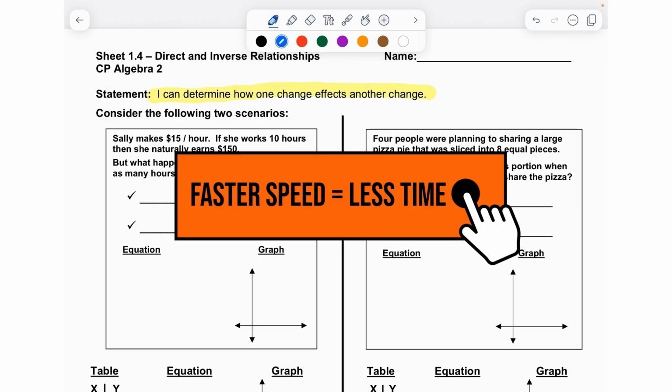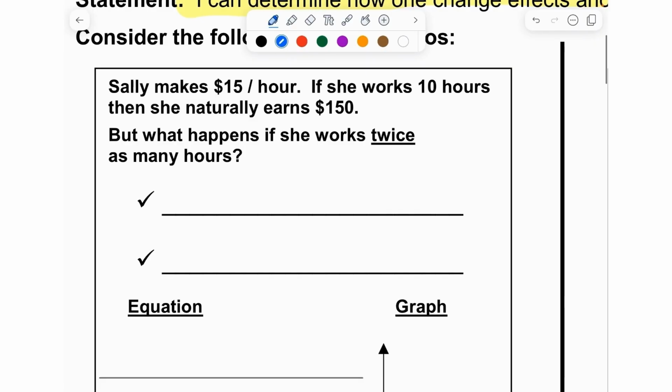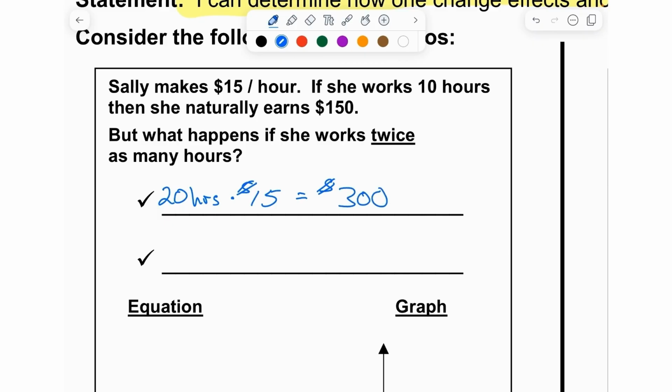Or maybe take this example that's actually our first problem here. What if you make $15 an hour and you work for 10 hours? Well, yeah, you're going to naturally earn $150, right? Not bad. But what happens if you work twice as many hours? Of course, what happens to how much money you make? Well, here, think about it. If it's twice as many hours, it's going to be 20 hours, right? You're still working for $15 an hour. And 20 times 15, it's $300. Well, $300, that's twice as much as what I made initially, right? It's twice as much.